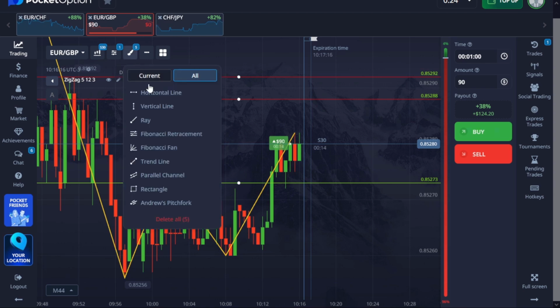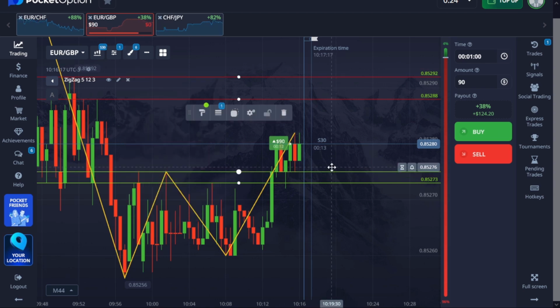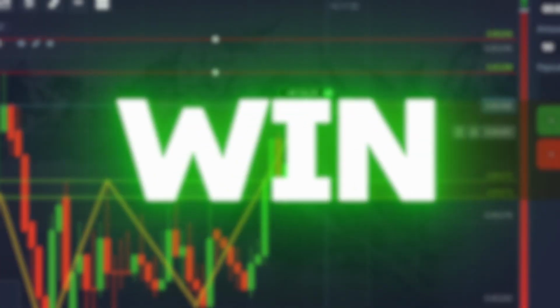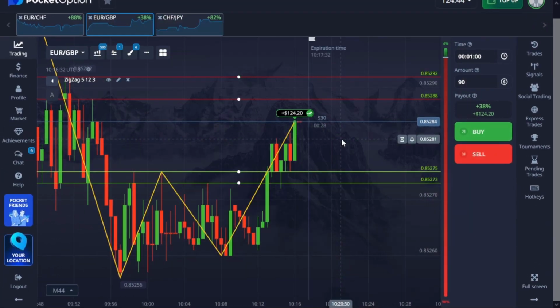Okay, but 2 candles can happen. That is, the first one can be red and the next one green. Alright, the important thing here is to go with the trend. If you go against it, we will easily lose. We don't want to do this. Short position gain on this EUR/GBP, guys.